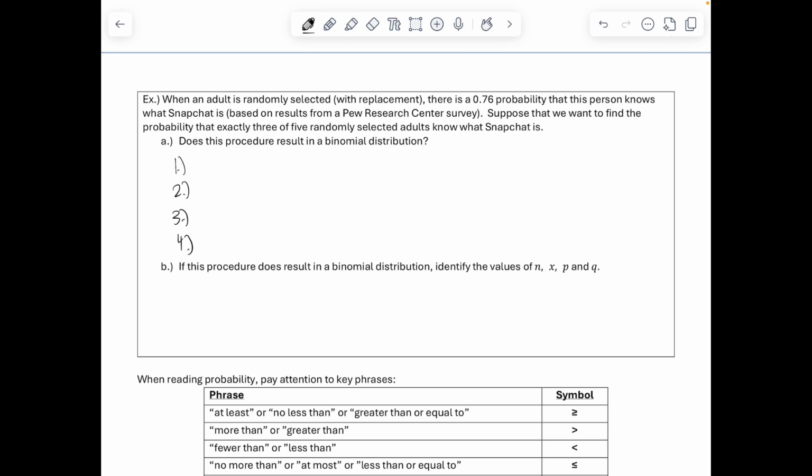The first one is that we have a fixed number of trials, and we do. We have 5 trials. The second thing says that the trials have to be independent, and they are, because again we're dealing with people that do not have any kind of relationship with one another. The third is that we have 2 mutually exclusive or disjoint outcomes, and we do. They are going to be know what Snapchat is or don't know what Snapchat is.